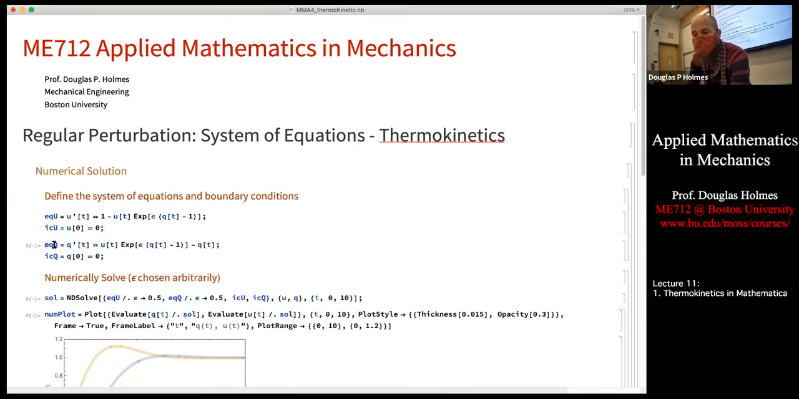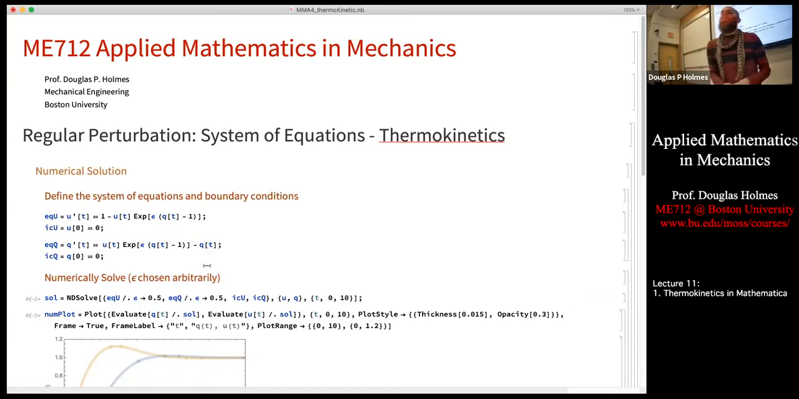And similarly, our equation for Q is the first order derivative of Q, which is equal to, and again, I want to point out because it's really hard to see, this is a single equal sign. This is a double equal sign. When you hit a space, it makes it look like that. So our equation for Q looks like U of t times the exponential of epsilon times Q of t minus 1. And then we have an additional term here, which is minus Q of t.